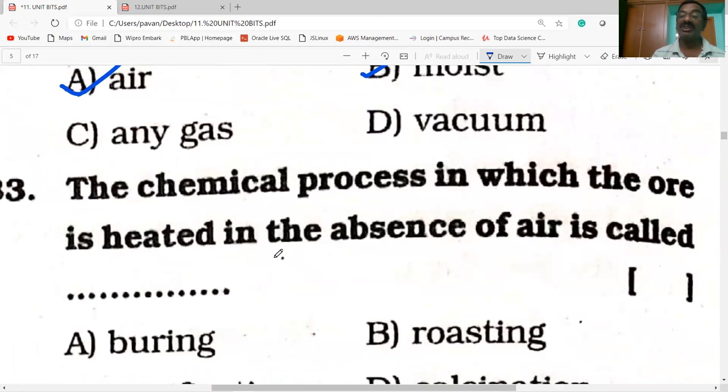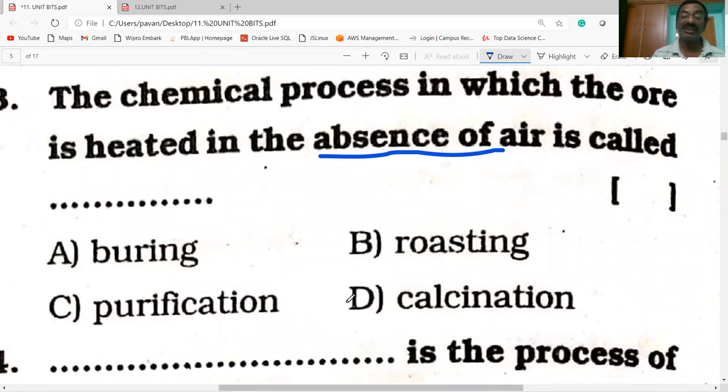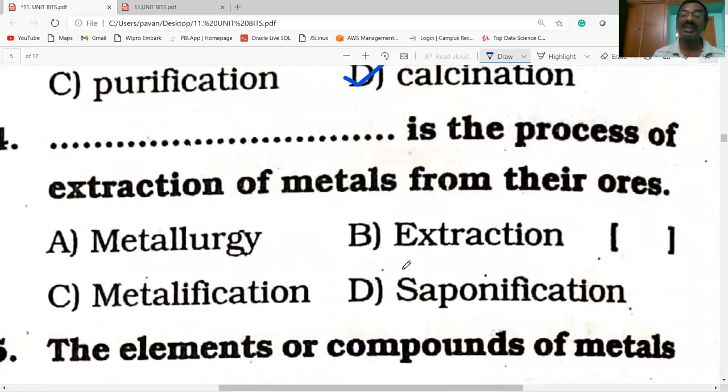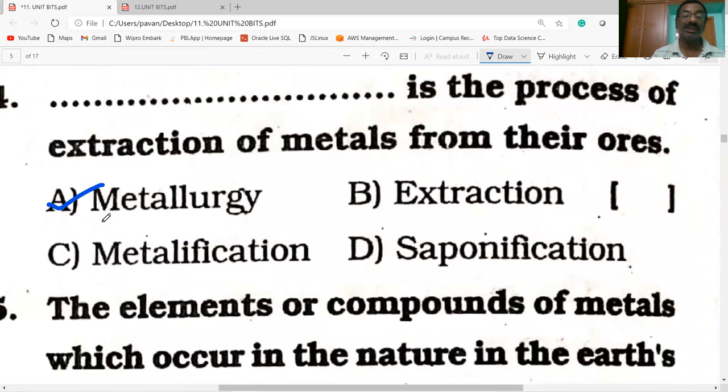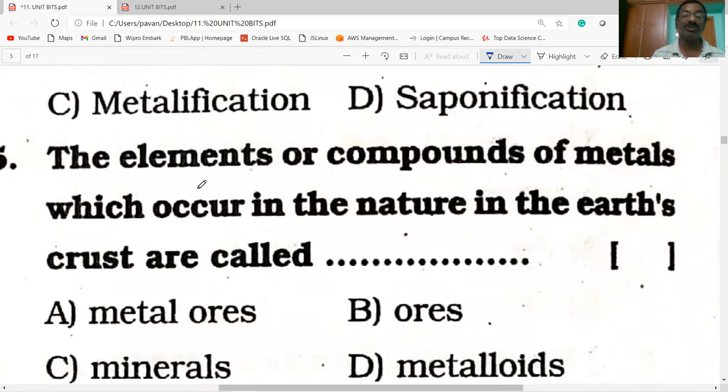The chemical process in which the ore is heated in the absence of air is calcination. Metallurgy is the process of extraction of metals from their ores.